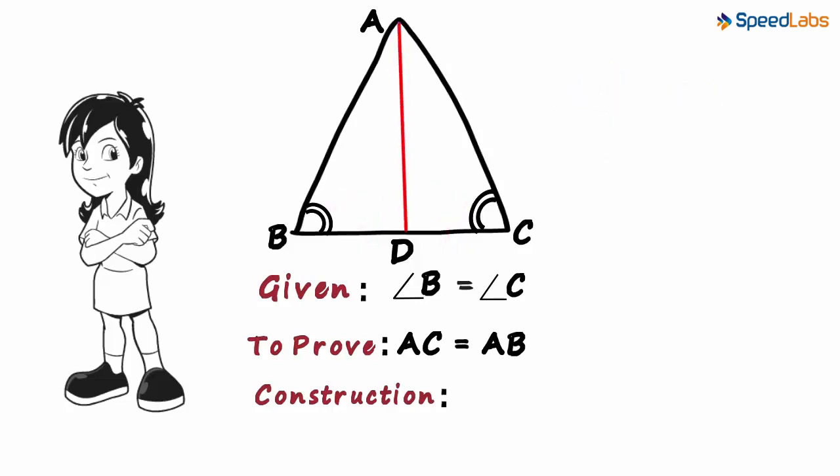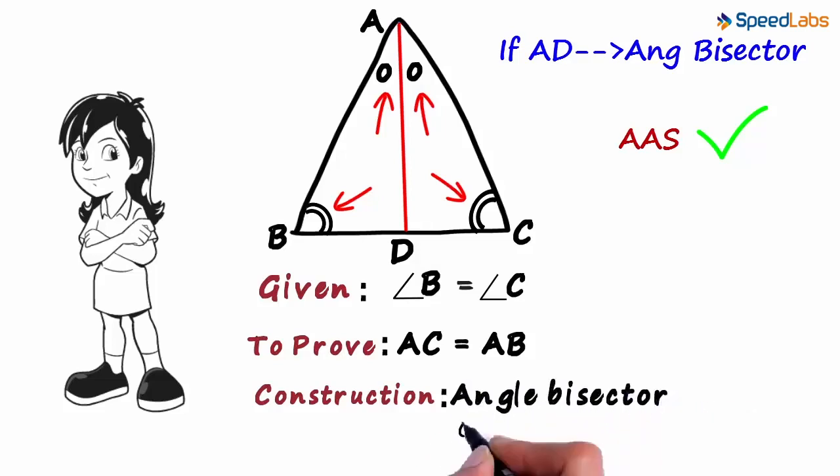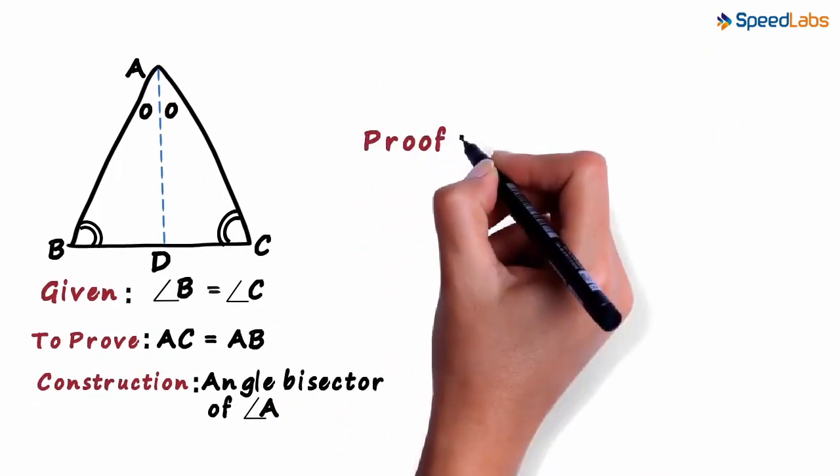Say AD is the angle bisector of angle A, which will make these two angles equal. In this case, we have two angles of triangle ABD equal to two corresponding angles of triangle ACD, and a side AD which is common to both triangles. It will be a case of AAS, which is surely a suitable condition for congruency. So we have basically drawn the angle bisector of angle A. Let's zoom out and understand the proof on the right-hand side of the board.